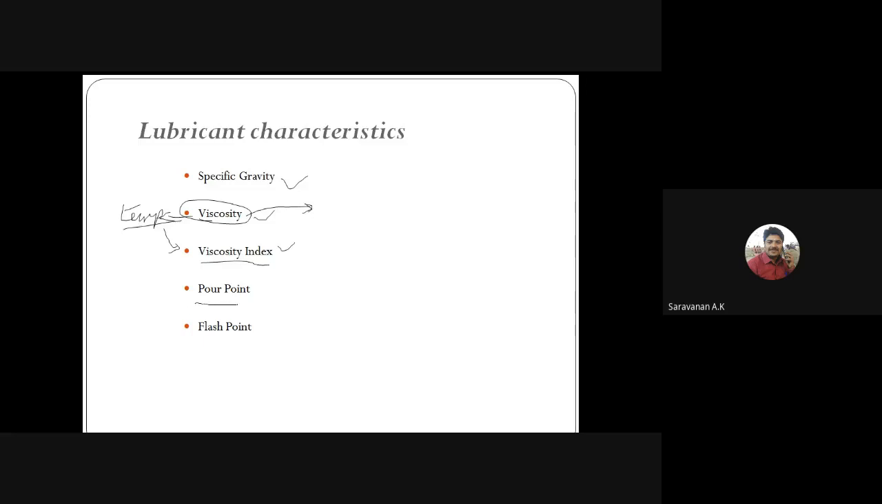Then the two points, the pour point and the flash point. These two depend on the temperature. For the pour point, it is the temperature at which it will change its phase.